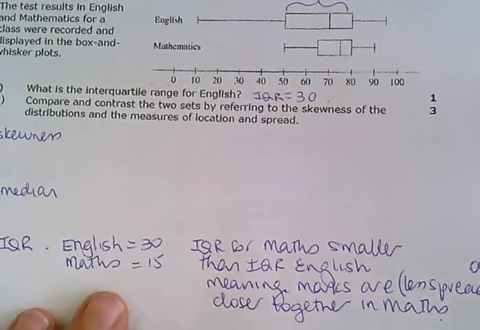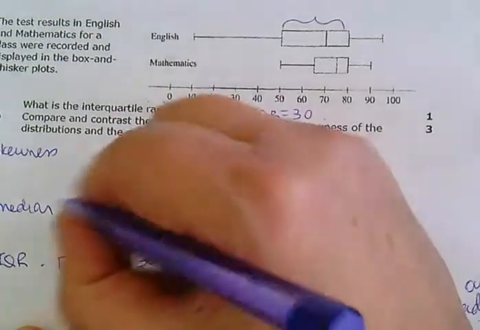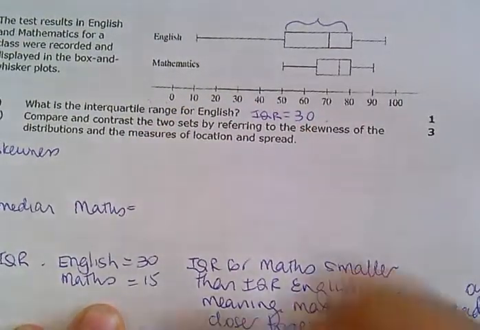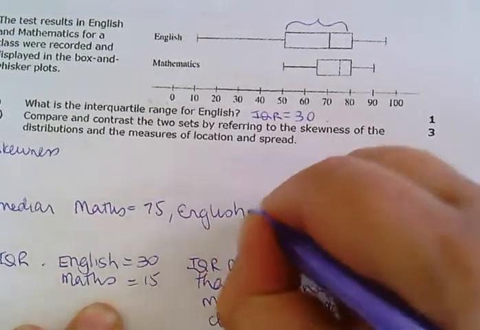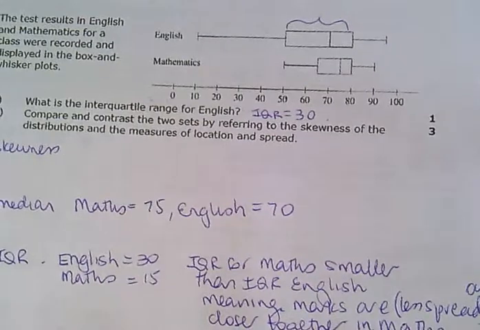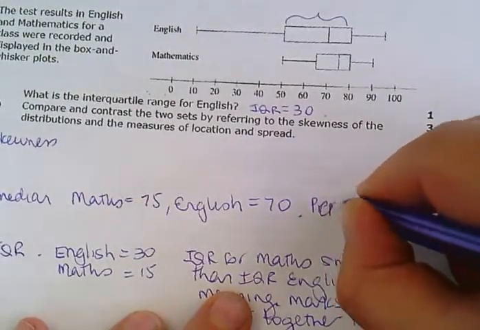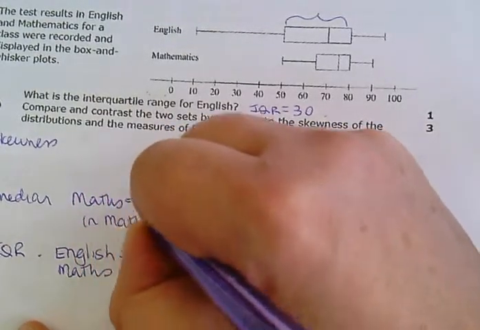What about the median? Which median's higher? So the median for maths was approximately 75. And English, the median was 70, meaning that the performance in maths is slightly better, I suppose. So performance in maths was slightly better.